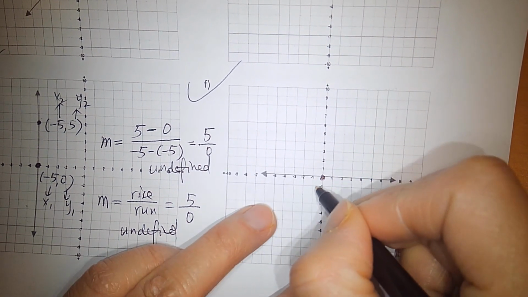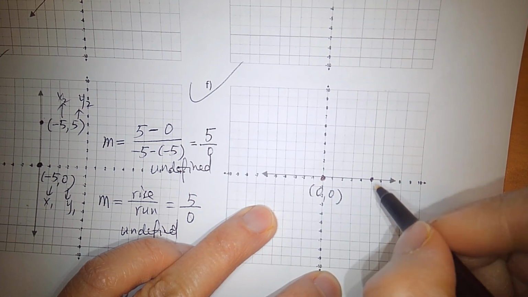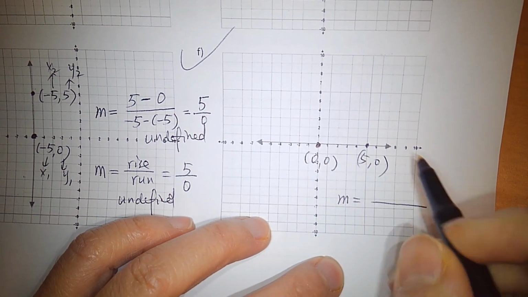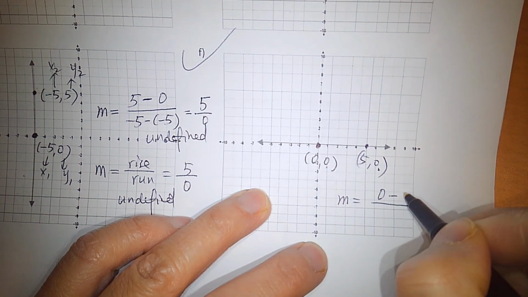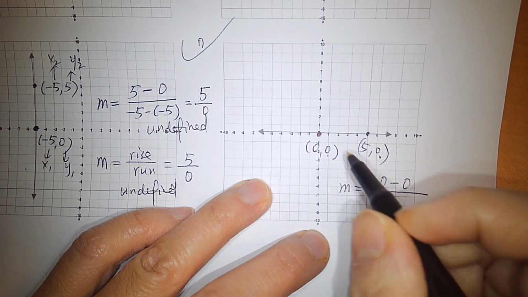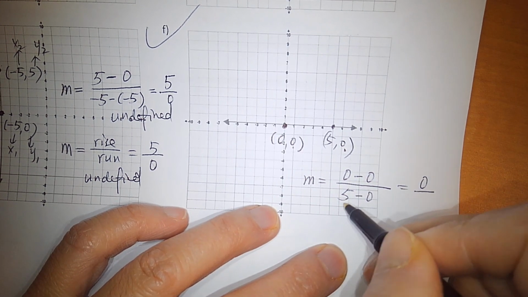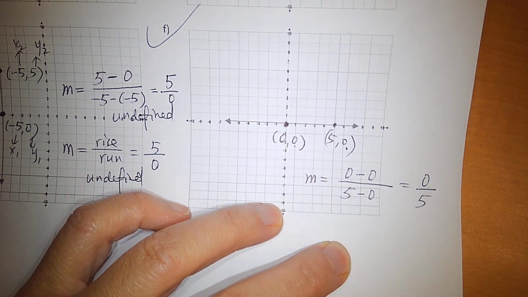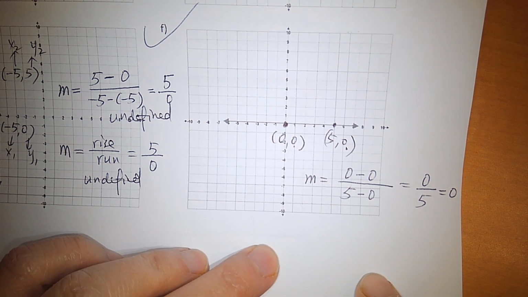You have the x-axis. So I'm going to use 0, 0 and 5, 0. We can use any other points, okay? So slope equals y2 minus y1, which is 0 minus 0, over x2 which is 5, minus x1 which is 0. 0 minus 0 is 0. 5 minus 0 is 5. What is 0 over 5? Yes, 0 divided by any non-zero number is 0. But any non-zero number divided by 0 gives us undefined, okay? So 0 over 5 is 0.